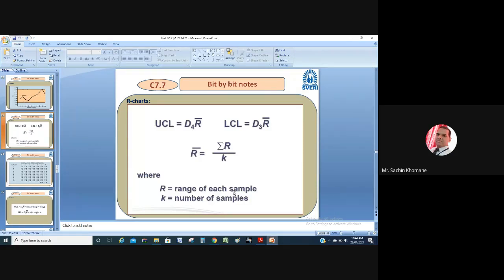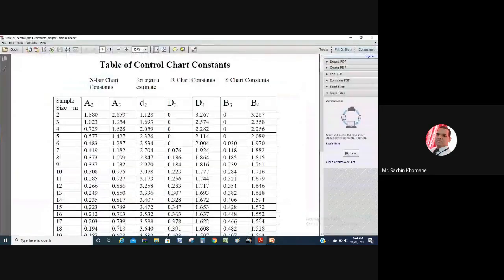Okay, so let us see what the values of D3 and D4 are. I have shown a PDF a few minutes back for the R chart. These D3 and D4 values are very important. For 2 samples, D3 is 0, up to I think 6 samples, D3 is 0. We have only 5 samples, 5 columns were there. So D3 is 0 and D4 is 2.114.